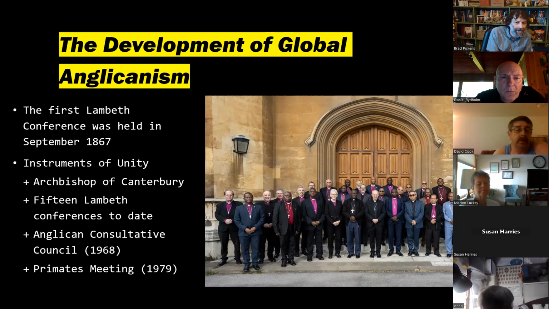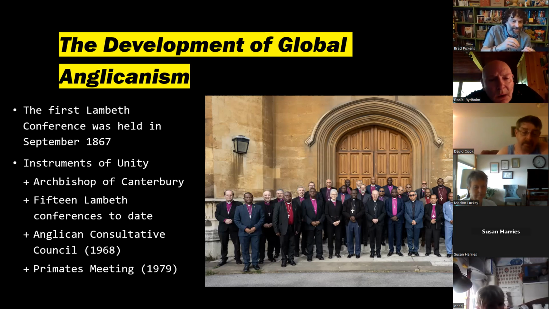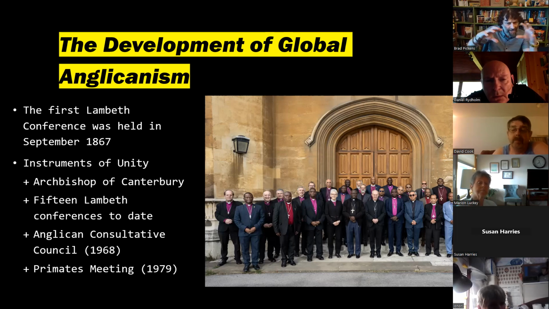The next instrument that arises doesn't show up for another 100 years. In 1968, the Anglican Consultative Council was formed. That's a significant date because that coincides with the decade after really the last vestiges of the British Empire are dissolved, or at least the last really major vestiges of it.